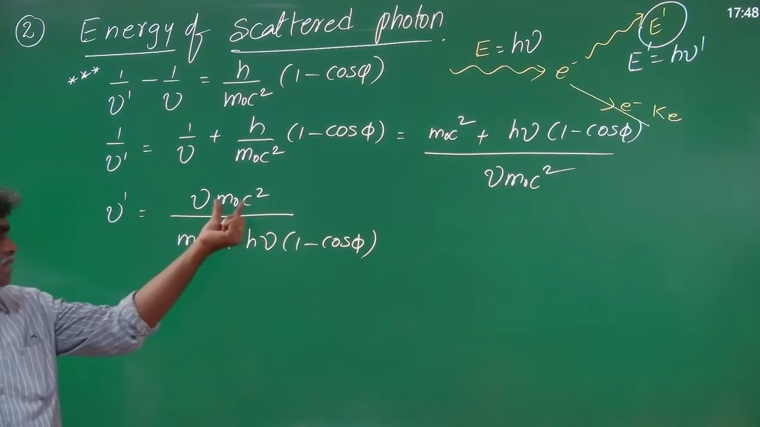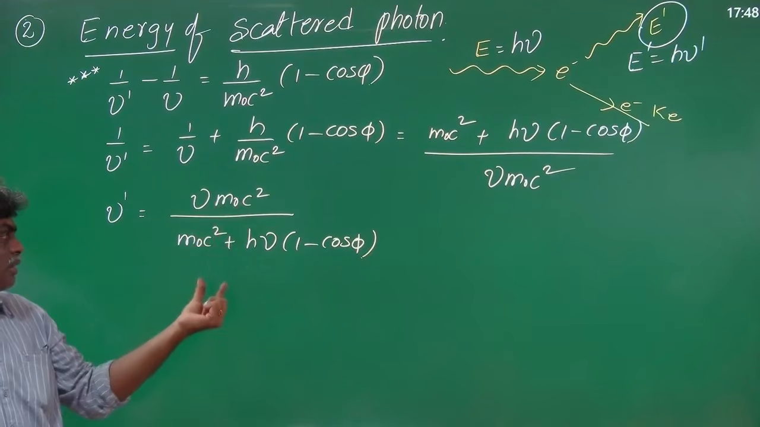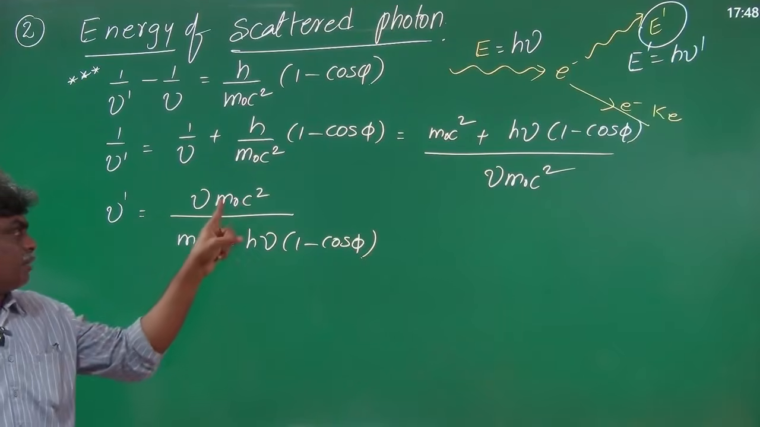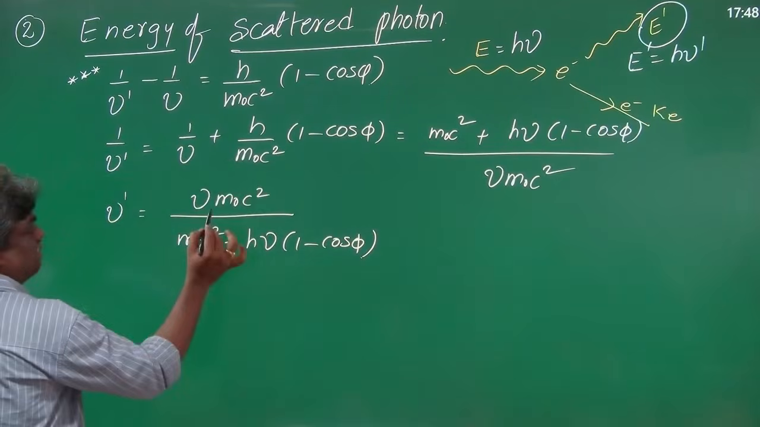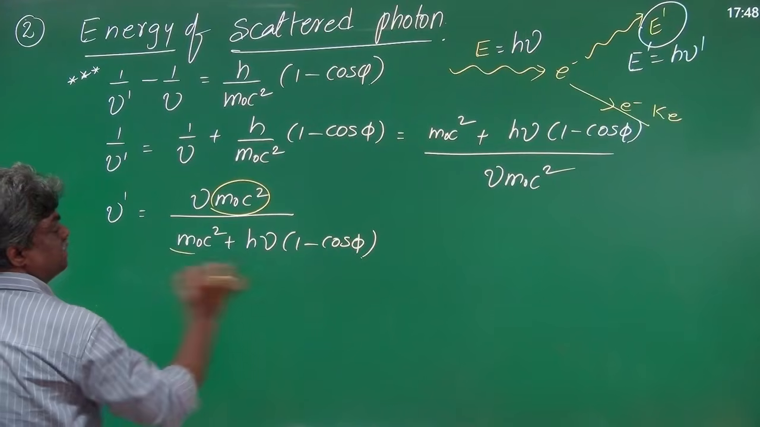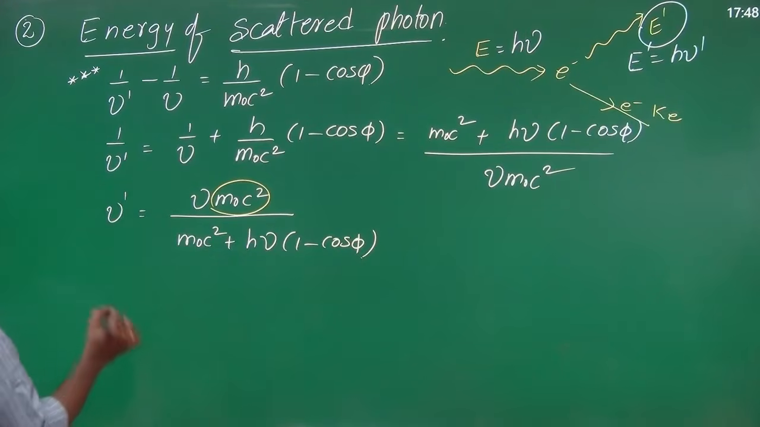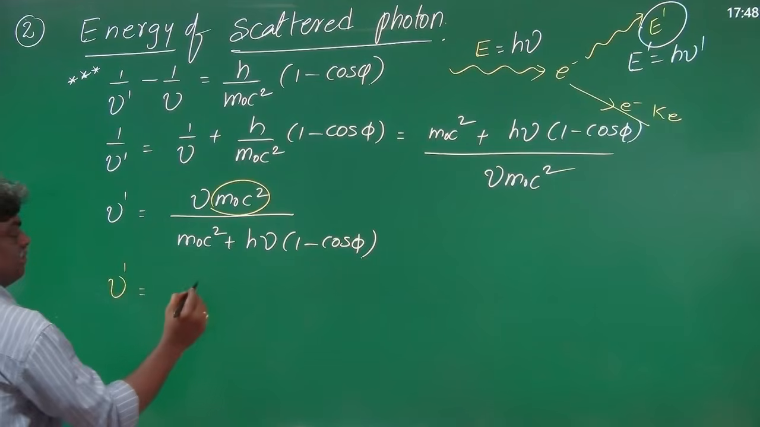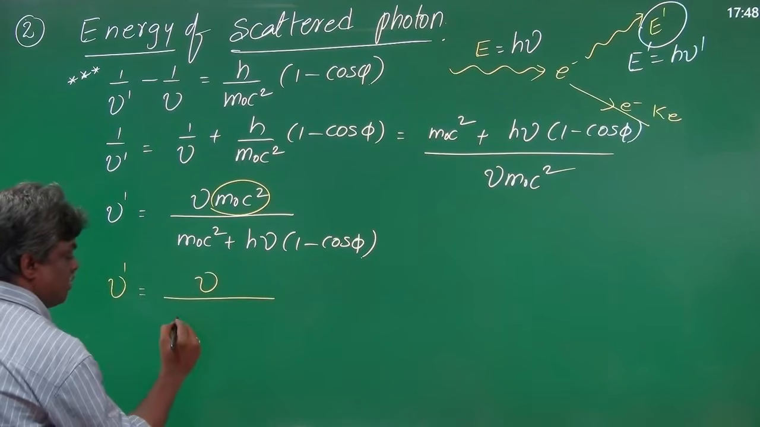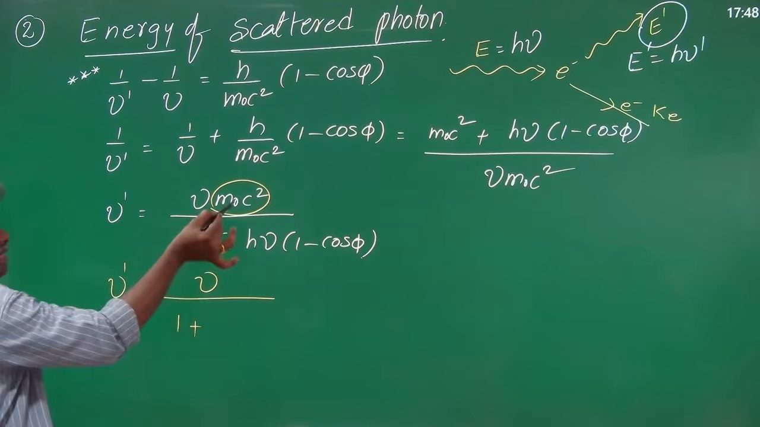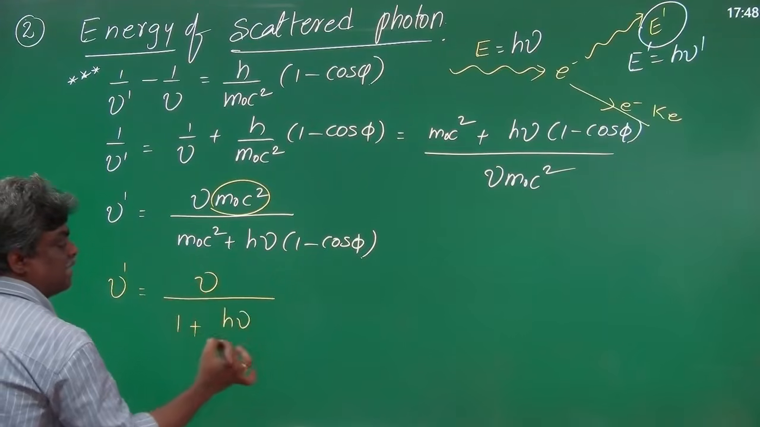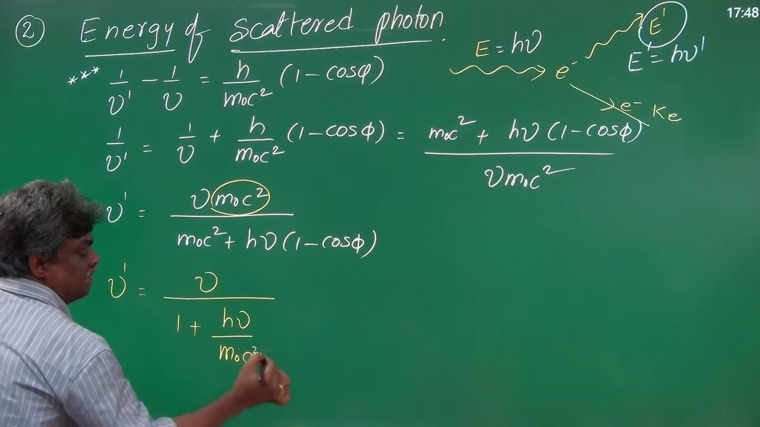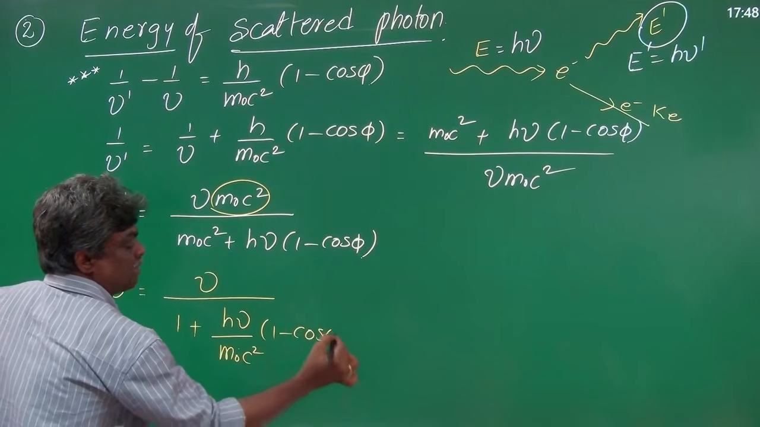Now bring this minus, bring this m naught c square to the denominator. That means divide numerator and denominator by m naught c square. It's just simplification, nothing else. So here we get 1 plus h nu by m naught c square into 1 minus cos phi.